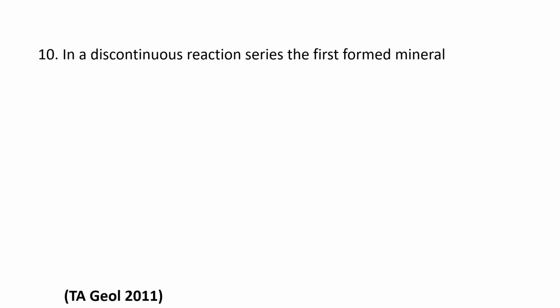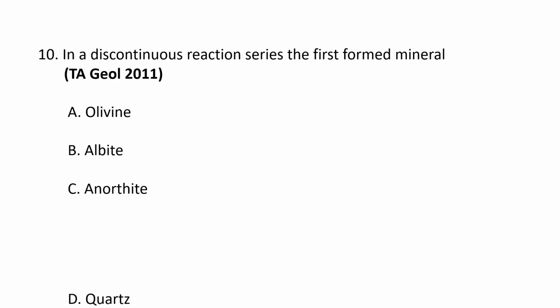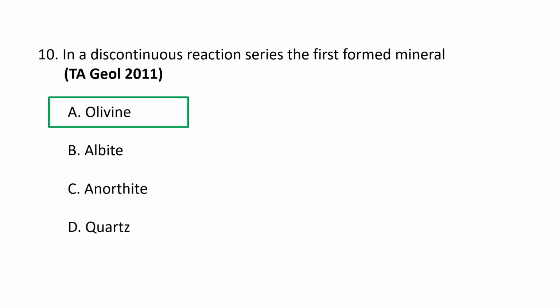Next question. In a discontinuous reaction series, the first formed mineral is A. Olivine, B. Albite, C. Anorthite, and D. Quartz. In a discontinuous reaction series, the first mineral formed is olivine. According to Bowen's reaction series, olivine is the first formed mineral in a discontinuous reaction series.